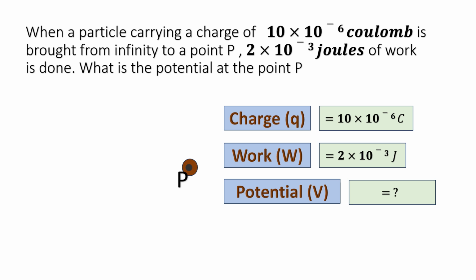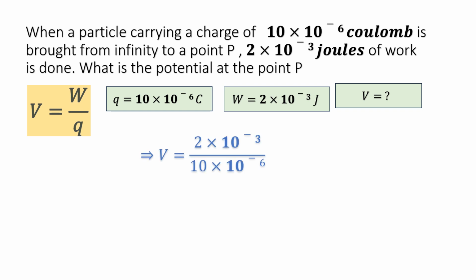So the formula that we can use here: we have Q, W and V. Which formula contains all these elements? V equal to W by Q. So we can use this formula. Now if we put the values, V equal to, in place of W we write 2 into 10 to the power minus 3, and in place of Q we write the value of Q, 10 into 10 to the power minus 6.